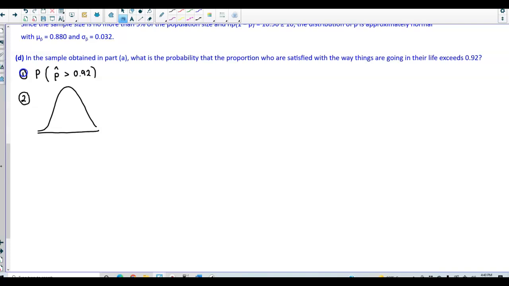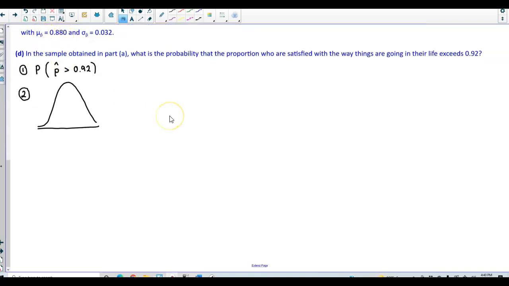is the following. Well, we found the mean to be what value? Well, from the previous step, we found that the mean is 0.88. And what we want to do is we want to find out what is the area that's to the right of 0.92. So we want to find the area here.